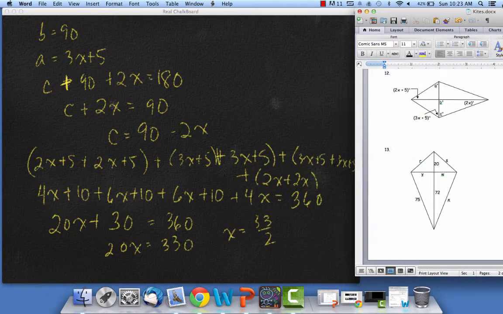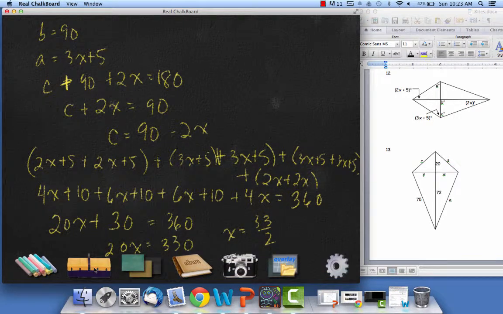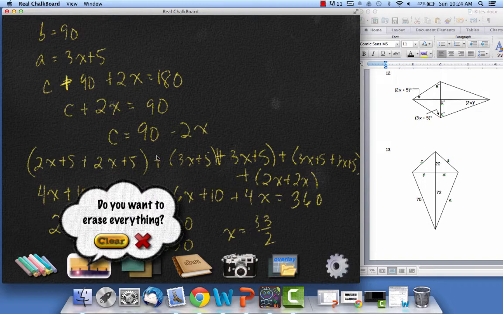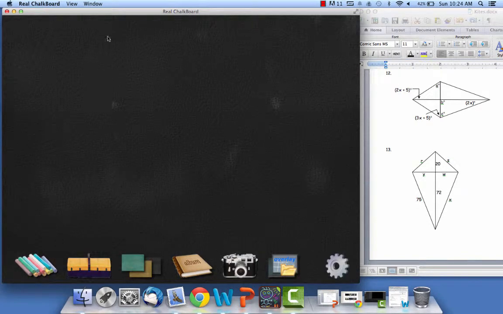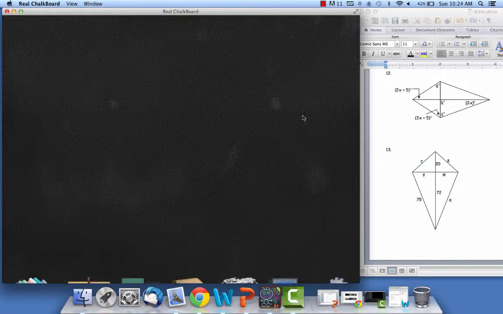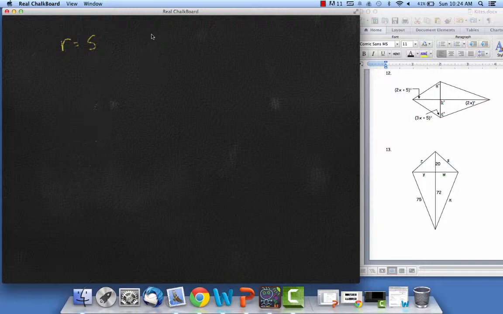Okay, one more kite question, and then we'll fill out our diagram, and we'll take our quadrilateral quiz. Okay, so this one we have R is S, 75 is X. We want to use the Pythagorean theorem here. So the only one that we have two things of already is that x squared plus 72 squared is 75 squared.